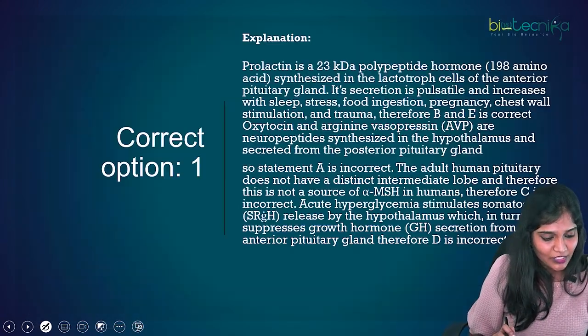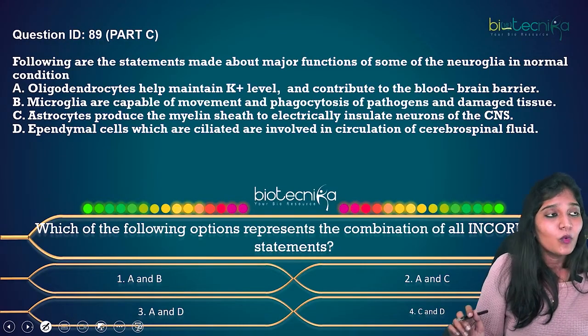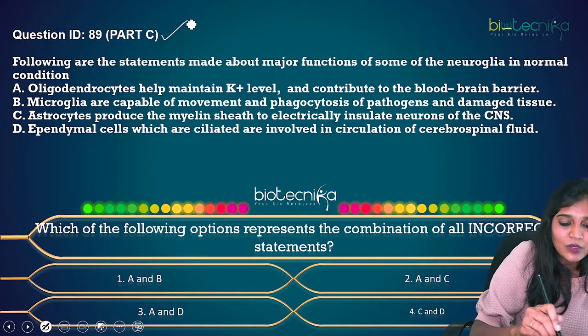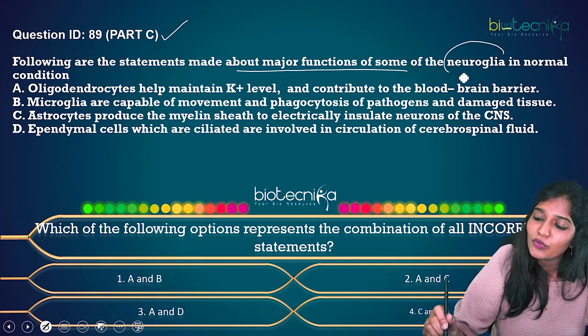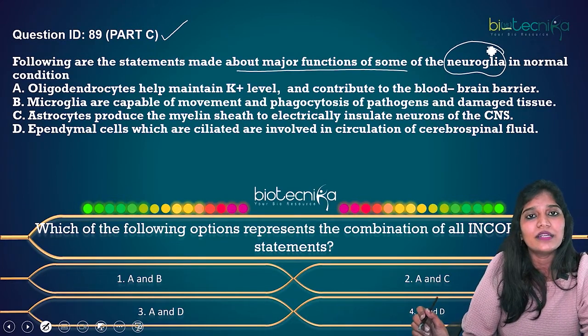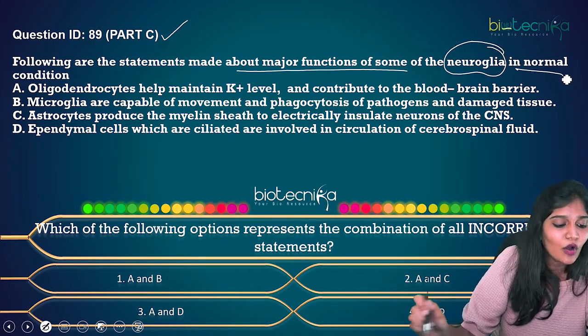Okay, let's move on to the next question. Question ID 89, part C question. Following are statements about the major function of some of the neuroglia cells. Yes, neurons are going to be attached with glia cells in normal conditions.